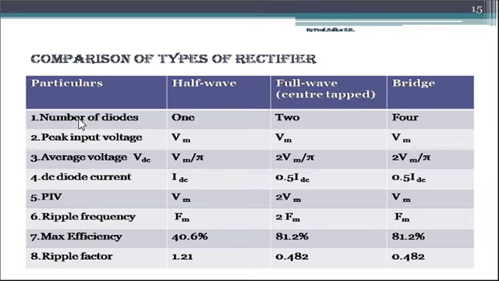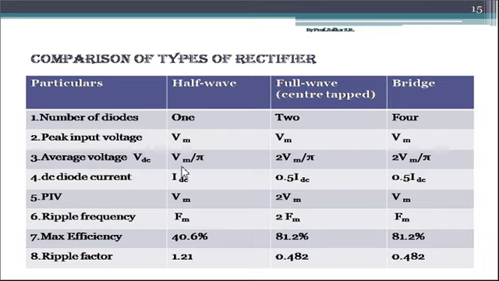Number of diodes you already know, that is 1 diode for half wave, 2 for full wave, and 4 for bridge. Peak input voltage is Vm for half wave, Vm for full wave, and Vm for bridge. That is, input voltage is the same for all 3, that is Vm maximum. Average voltage is different for the 3 of them. Average voltage is nothing but the voltage which comes at the output of the waveform, denoted by VDC.